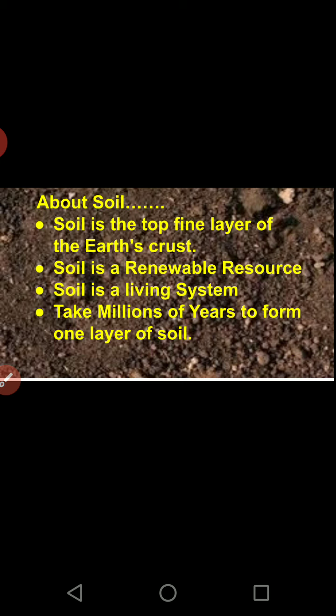But because it takes millions of years, some scientists also say that it is a non-renewable resource. So we can treat it both ways. Our textbook has given it as a renewable resource.